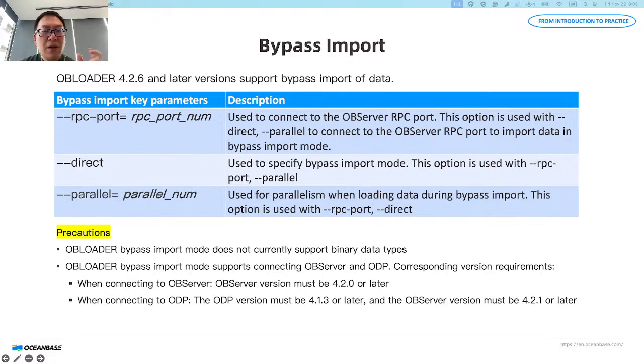Here are some things to be noted. OB loader bypass import mode does not currently support binary data types. And OB loader bypass import mode supports connecting OB server and ODP. Corresponding version requirement: when connecting to OB server, the OB server version must be version 4.2.0 or later. When connecting to ODP, the ODP version must be 4.1.3 or later, and the OB server version must be 4.2.1 or later.